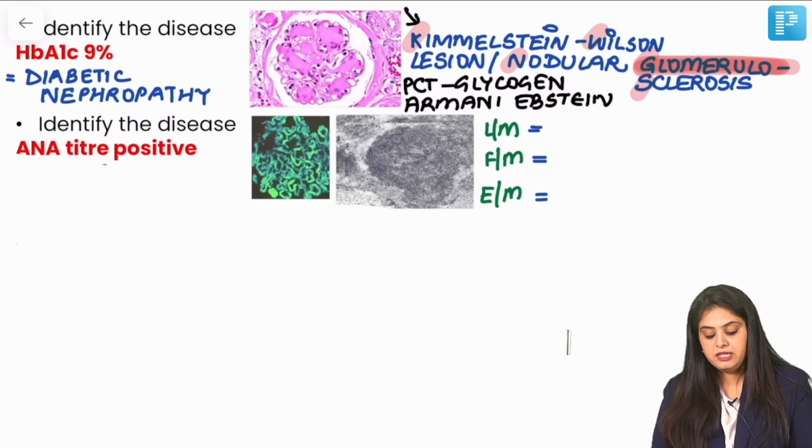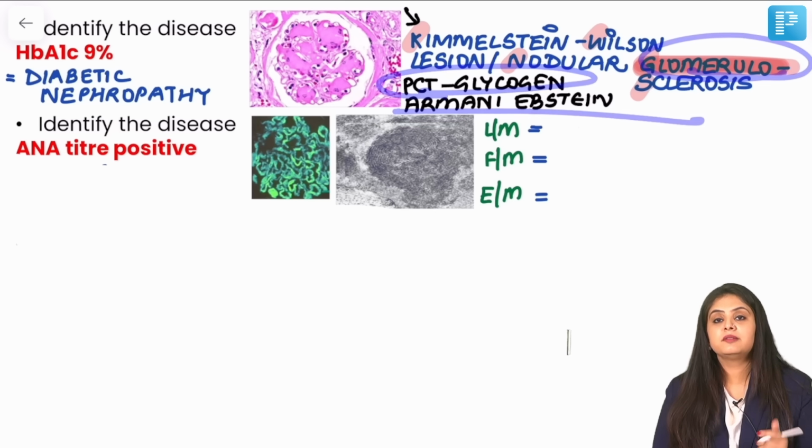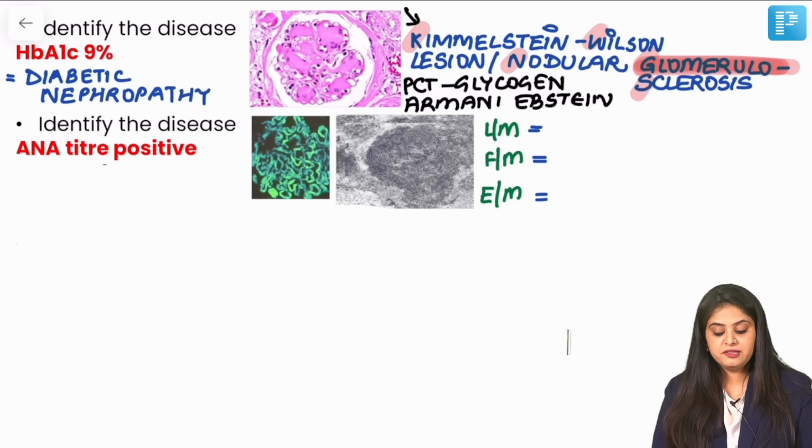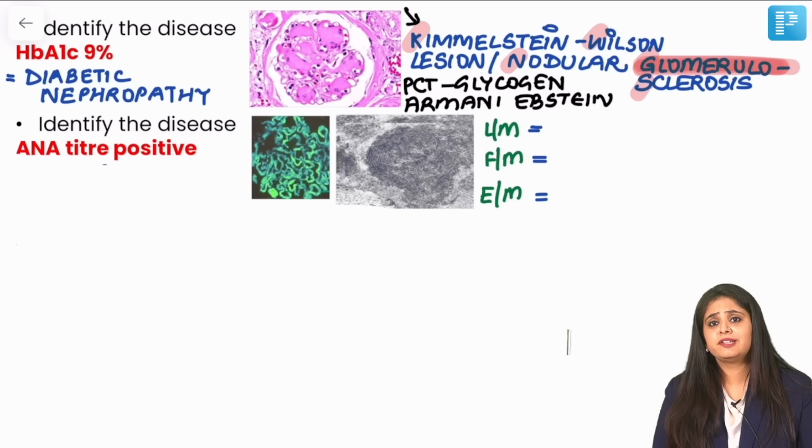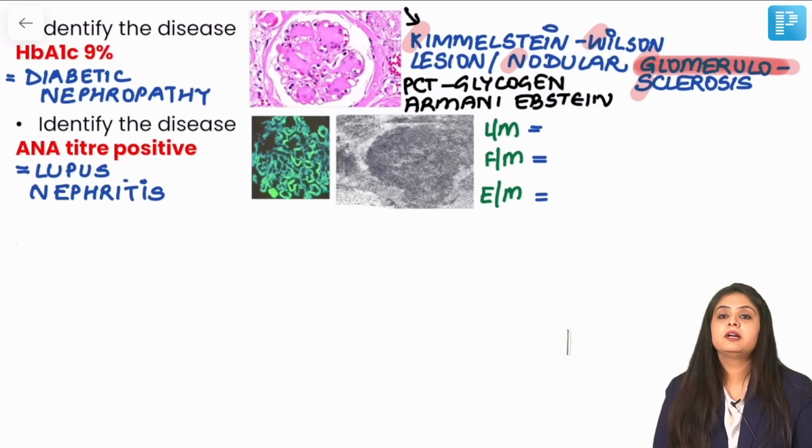So most of the lesions are occurring in the glomerulus in diabetes, but in the PCT, if glycogen comes, it is Armanni-Ebstein lesion. The next disease is again from the kidney, where they've given ANA levels positive, which I just taught you was for SLE. So SLE of the kidney will become lupus nephritis, and there are three buzzwords that you have to know.